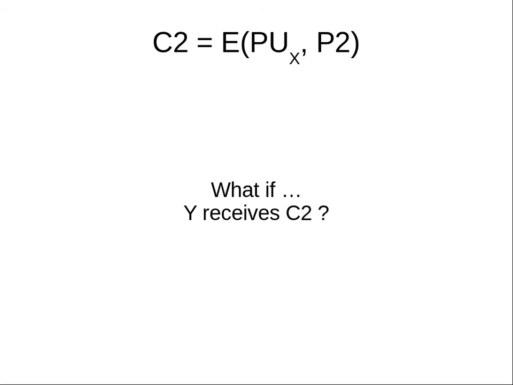Just going back, you see we're using the keys in the opposite order. For confidentiality, encrypt with the destination's public key. For authentication, encrypt with the source's private key. X encrypts the message with their private key. They send it to someone. That person who receives can verify it came from X by decrypting with the public key of X.